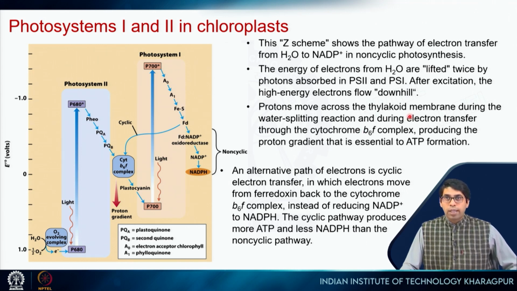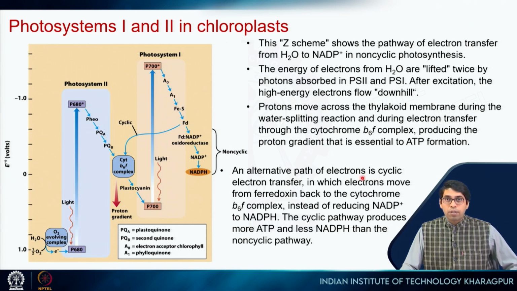Protons move across the thylakoid membrane during the water splitting reaction and during electron transfer through cytochrome B6F complex. So, when water splitting happens, protons are released, and when electron is passing through this cytochrome B6F complex, again protons are pumped, right. And this proton gradient is used for ATP formation.